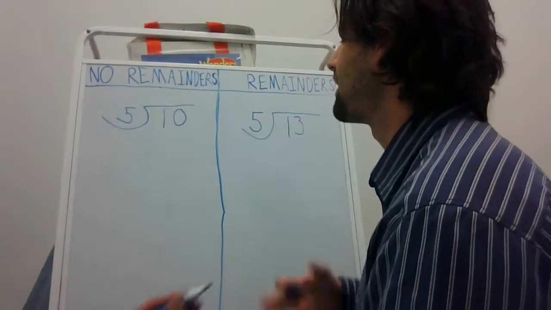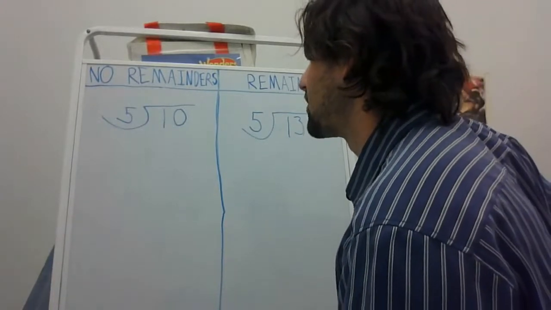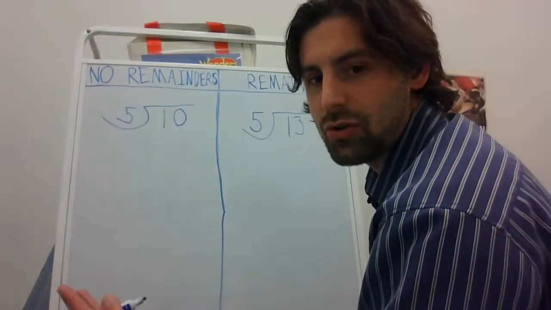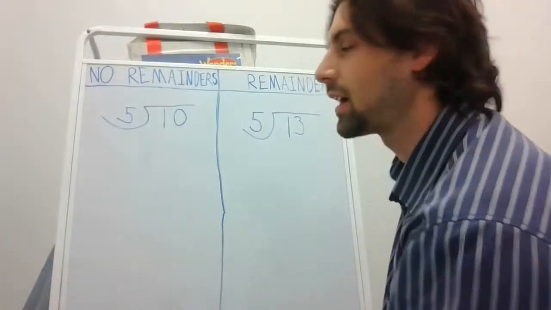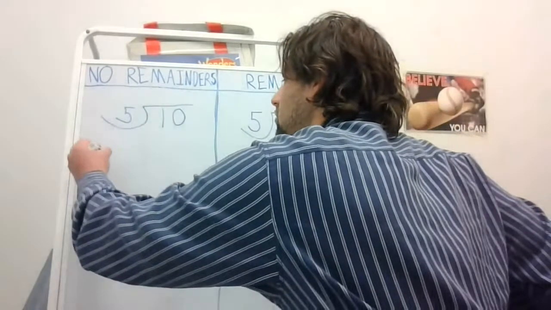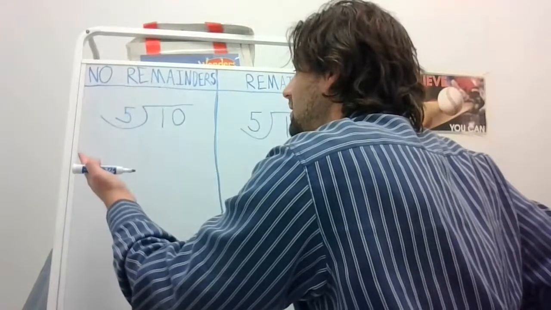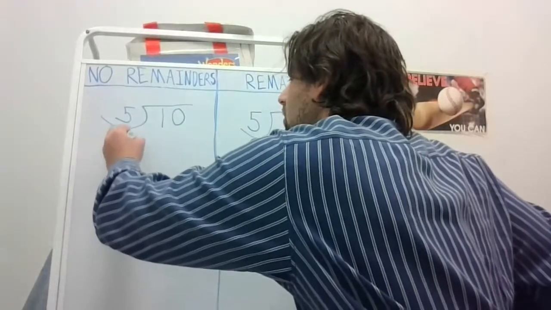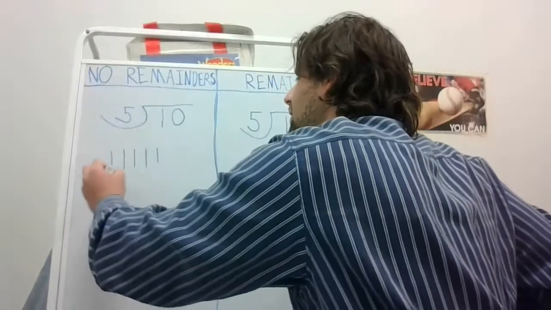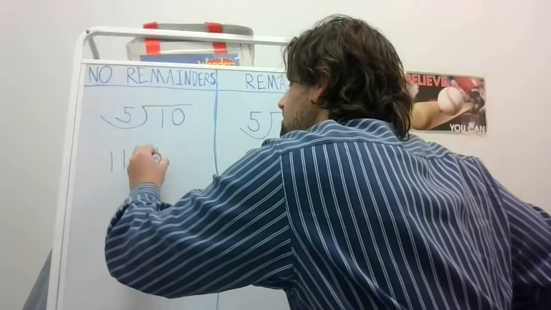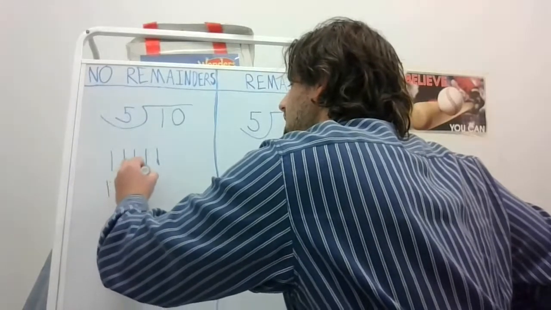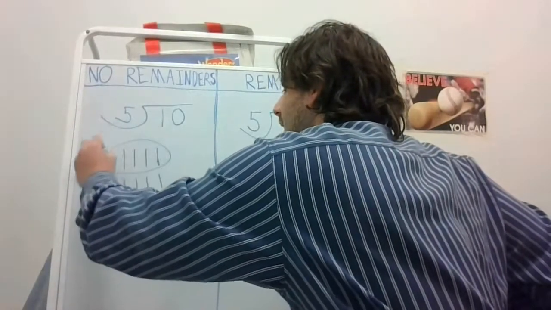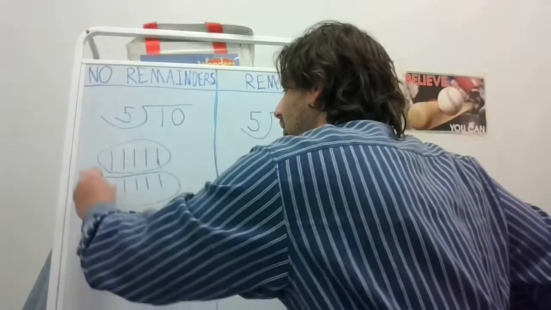So 10 divided by 5. We have to figure out how many groups of 5 we can get within the number 10. I'll show you the picture strategy for this, and I'll show you how to do this with skip counting. I'm going to make 10 tallies, and I'm going to make those 10 tallies in groups of 5. So here we go. 1, 2, 3, 4, 5, 6, 7, 8, 9, 10. So I have one group of 5, and then I have a second group of 5.